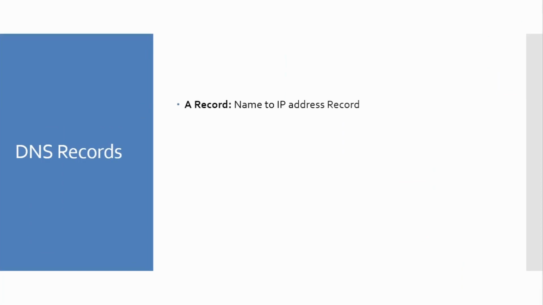There are also multiple types of DNS records. First, we have the A record, which is the host record. It's a name-to-address record that will change the DNS name to an IP address.